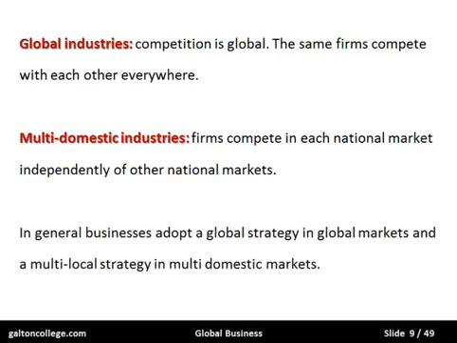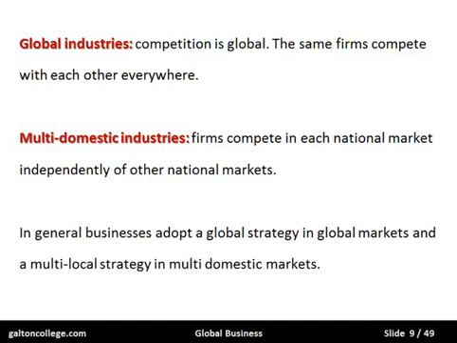In general, businesses adopt a global strategy in global markets and a multi-local strategy in multi-domestic markets. So multi-local strategy means that the same company may operate in different parts of the domestic market. They may operate in different regions. They may operate in different segments of the market, indeed.